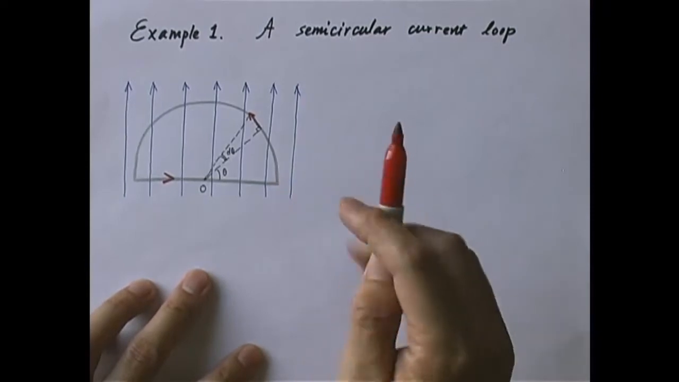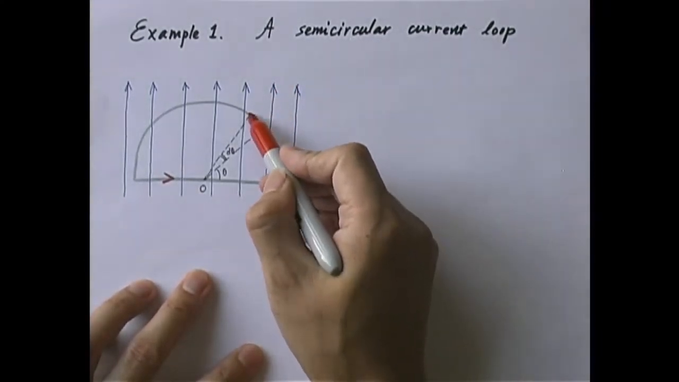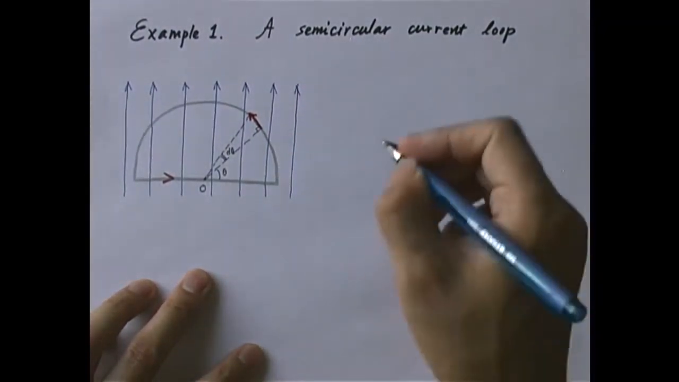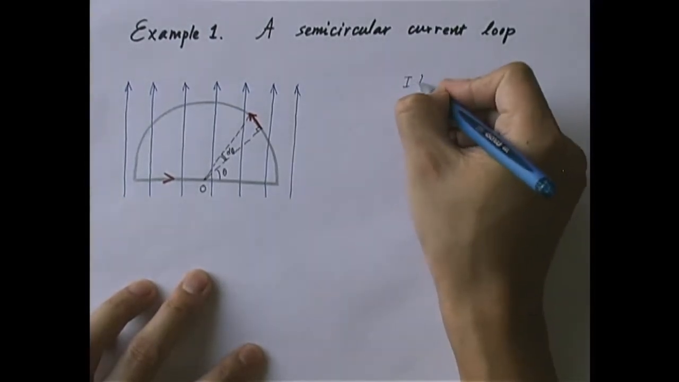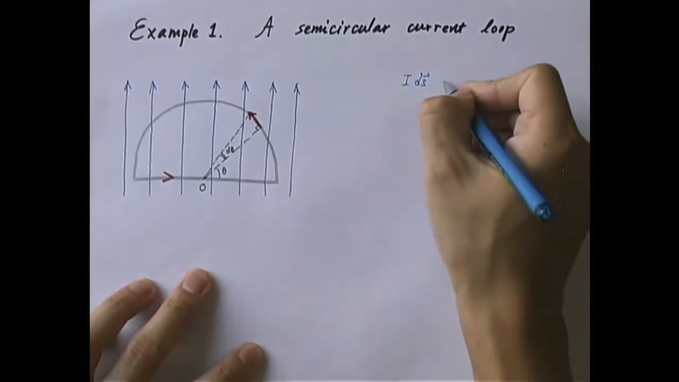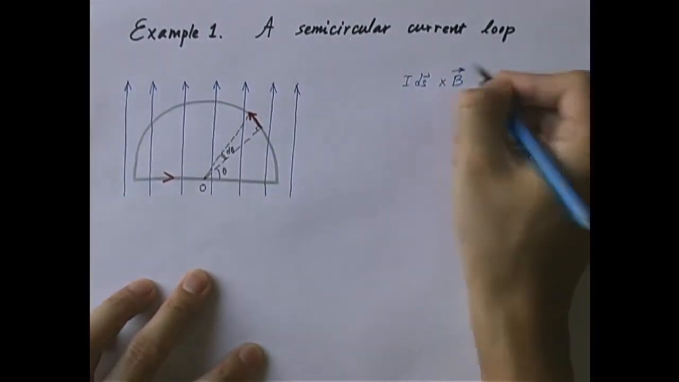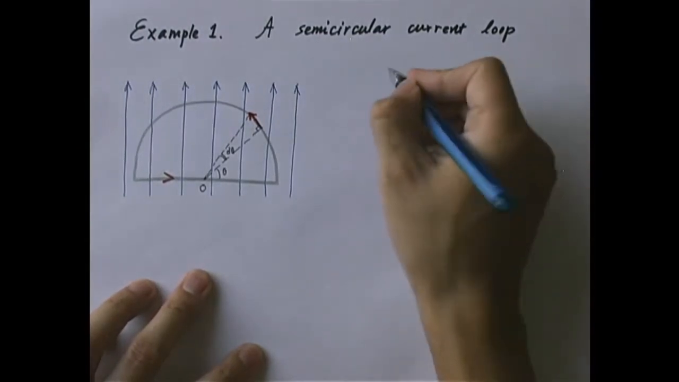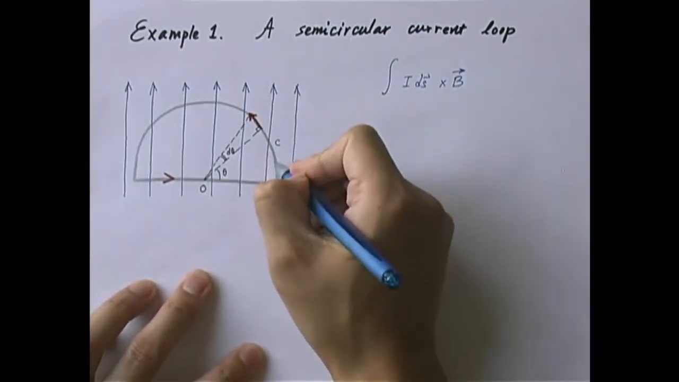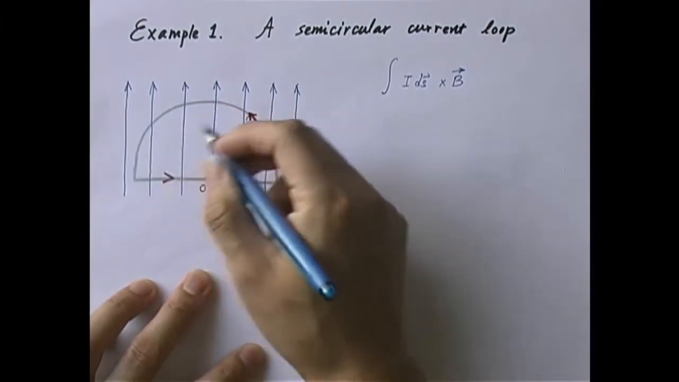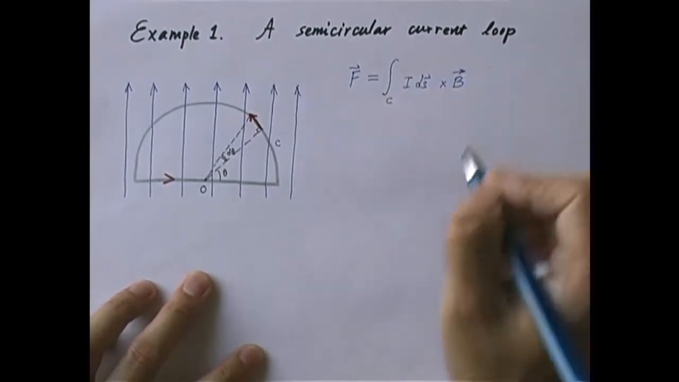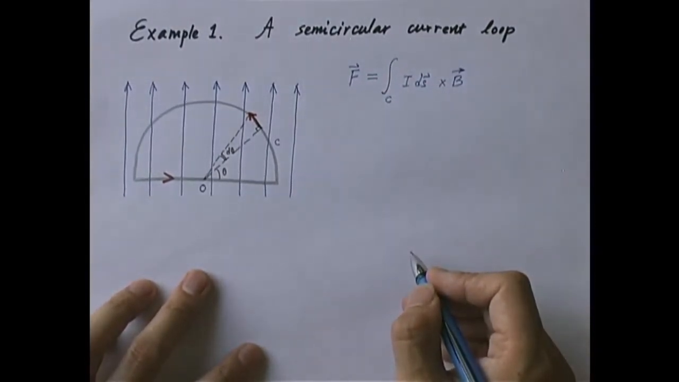To do so, let us first of all find dF on this little segment from here to there. For this little segment, I have I ds, where ds points from here to there, along the direction of current flow, cross B. Then I can integrate between here and there along the arc. We call this contour C. It's only a semicircular arc, it doesn't include that straight part. So that would be the magnetic force on the arc.